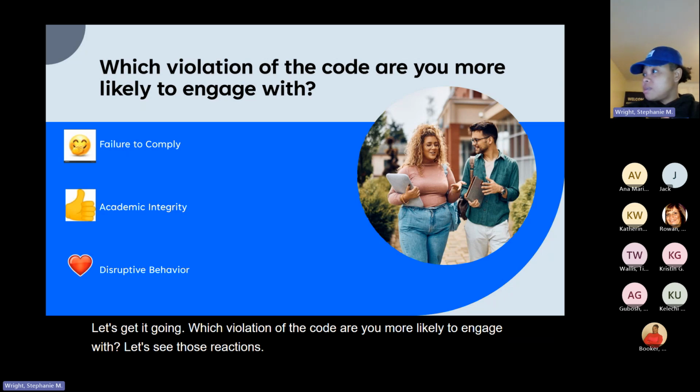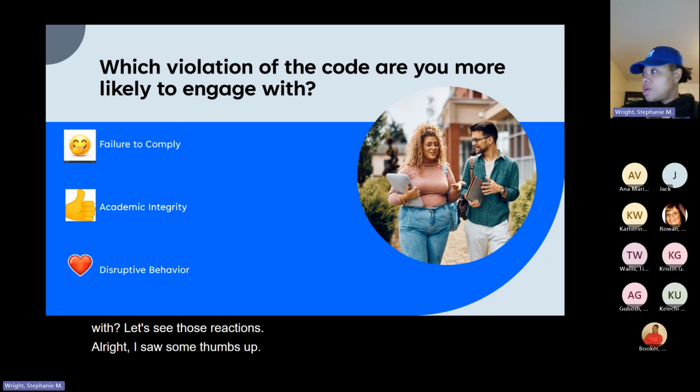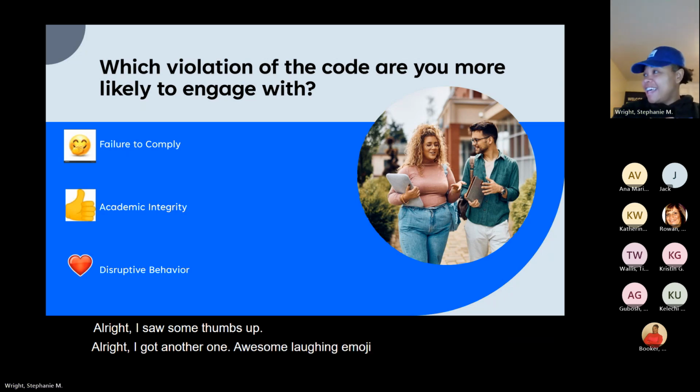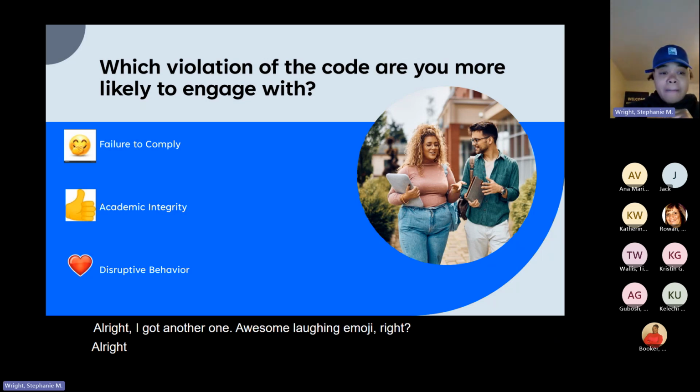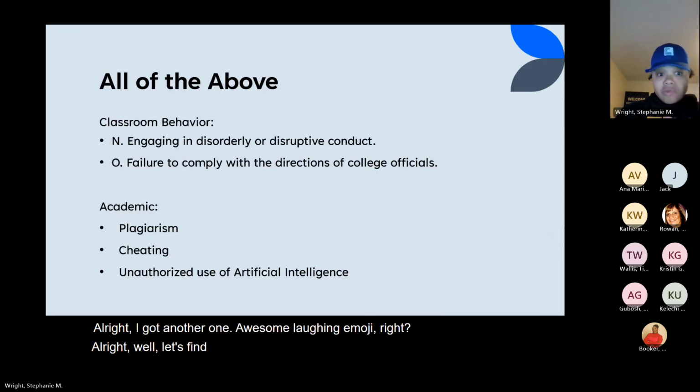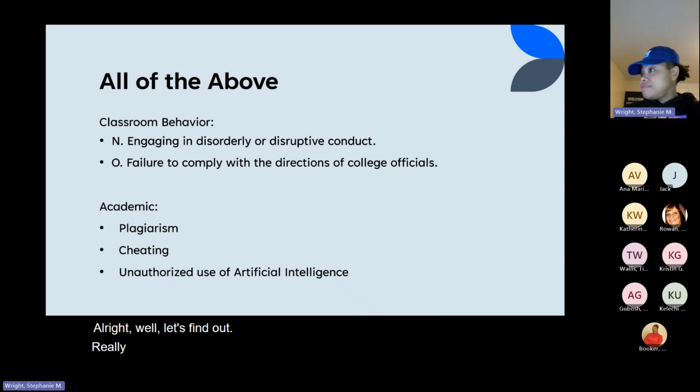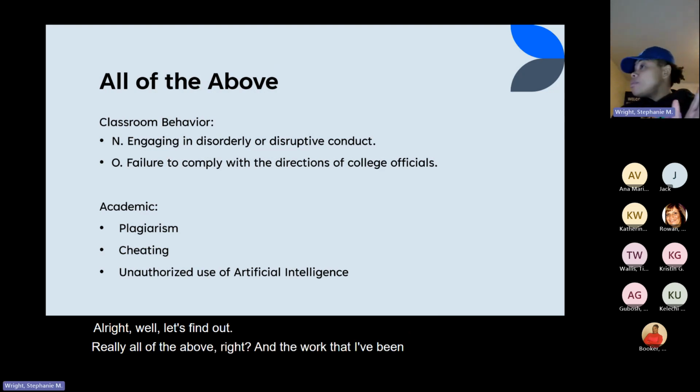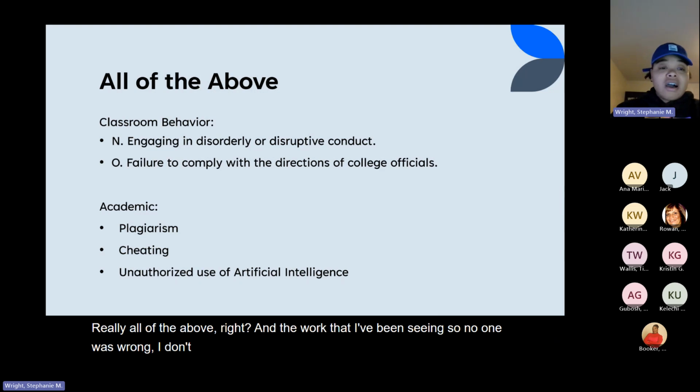All right, I saw some thumbs up. All right, I got another one. Awesome. Laughing emoji. All right. Well, let's find out. Really all of the above, right? And the work that I've been seeing, so no one was wrong. I don't have prizes. You can just cheer yourself on.